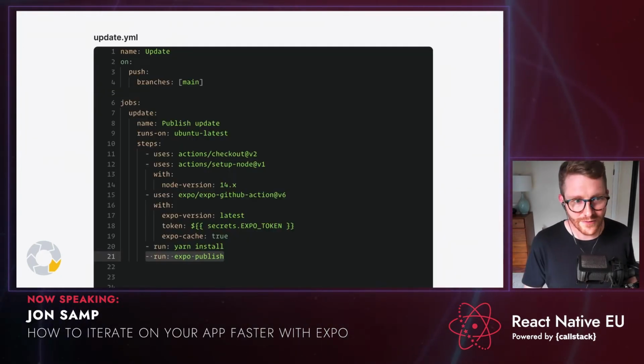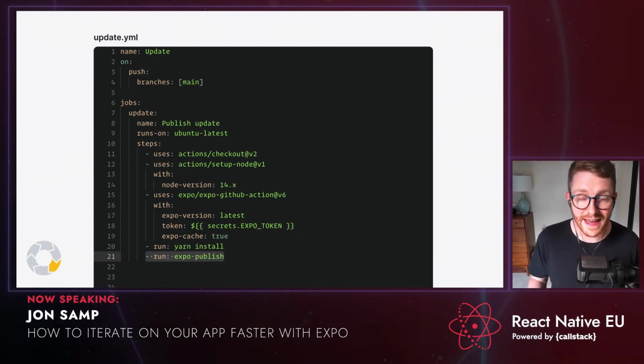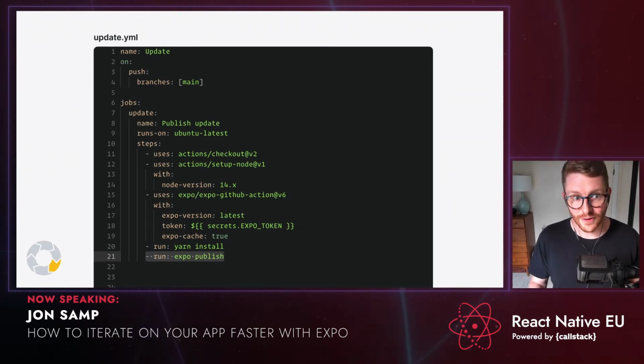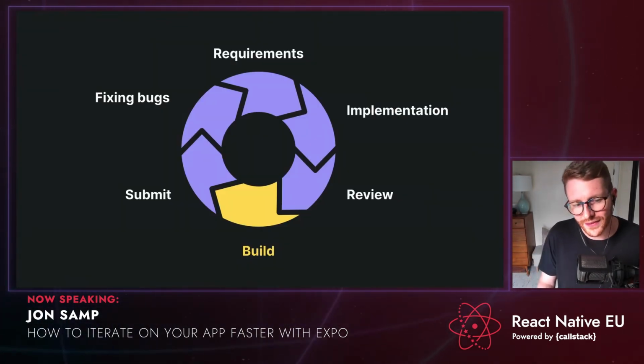And we can make this even faster, just like before, by using that same CI action that we showed previously, but this time using expo publish. So that makes that iteration cycle super fast. And it also, after we've tested it with our colleagues and our team, means we're ready to build our app for the app stores.